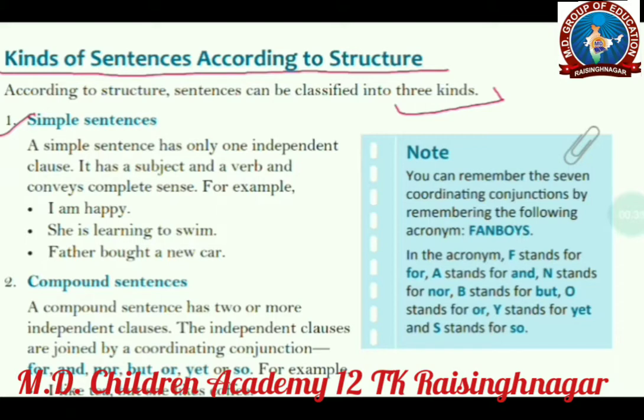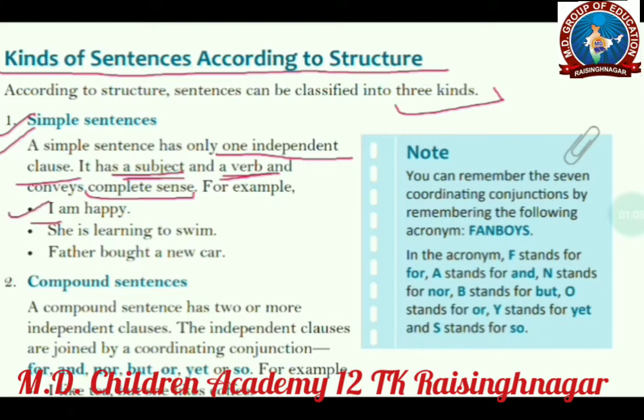A simple sentence has only one independent clause. A clause is a group of words that contains a subject and a verb. So remember that in a simple sentence there would be a single subject and a single verb, and it would convey complete sense. That would be complete in itself, that would be senseful. For example, I am happy.